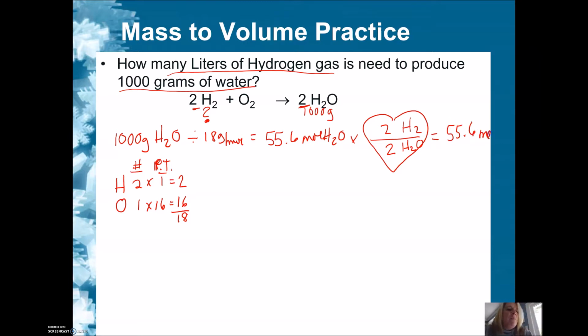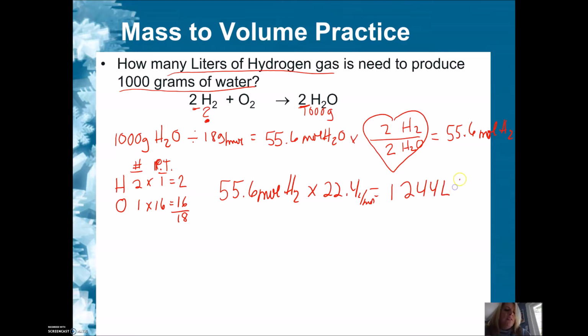But now we have moles of H2, what we're trying to find. All right, but we're not done because we don't want moles of H2. We want liters of H2. So we're going to multiply that by 22.4, because that's our conversion between liters and moles. All right, when we do that, we're going to get a big number. It's 1,244 liters of H2.